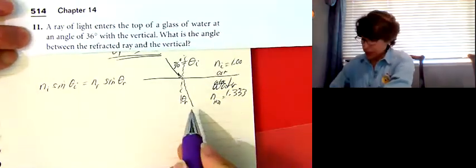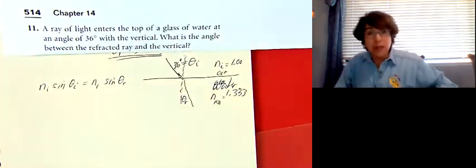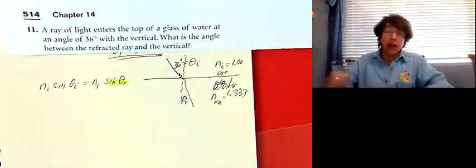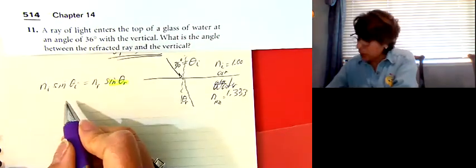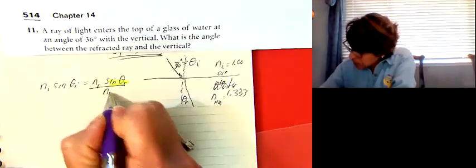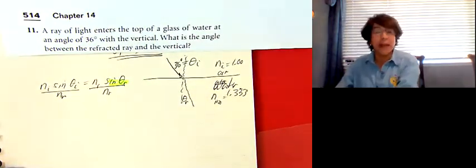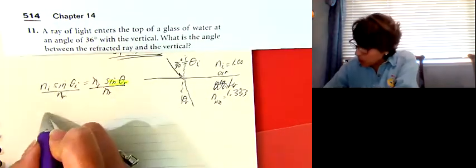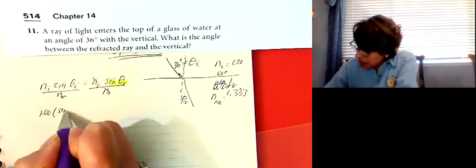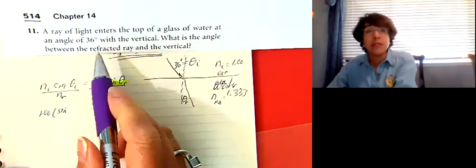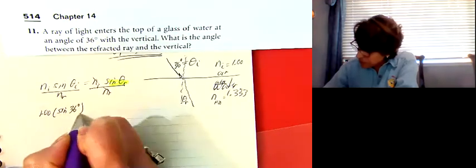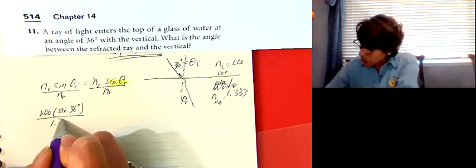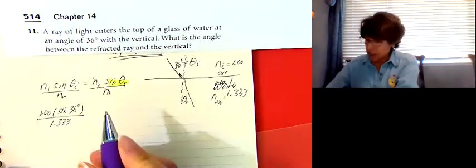And we want to know what this is. So let's solve for sine of theta r, then we can take the arc sine. So again, we're going to divide both sides by n sub r, because this cancels out. All right, let's plug it in. In the first case here, we have 1.00 times the sine of the angle of incidence, which is 36 degrees, divided by water's index of refraction, 1.333.